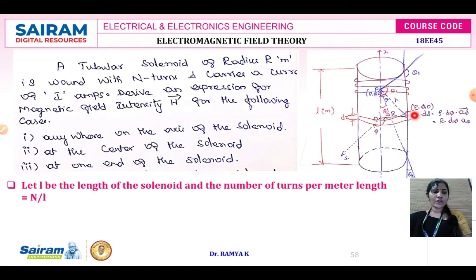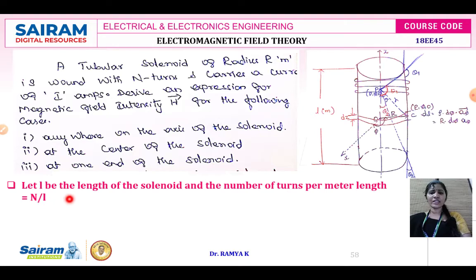At point C, we are going to consider a differential elemental length, which is equal to rho d phi a phi. So rho d phi a phi, in the sense it is at a distance of r meter from the center point. We can write it as r d phi a phi. For all these three conditions, we are going to identify the magnetic field intensity H.